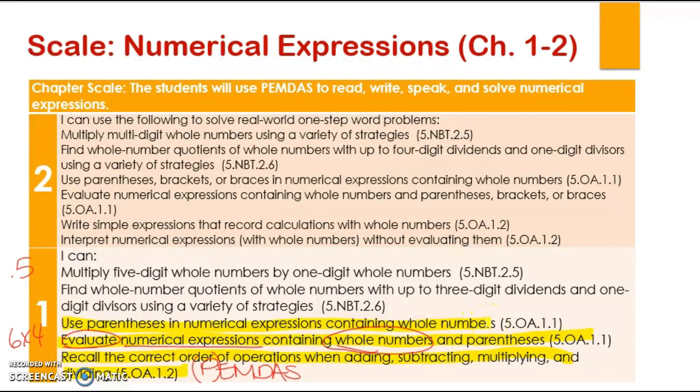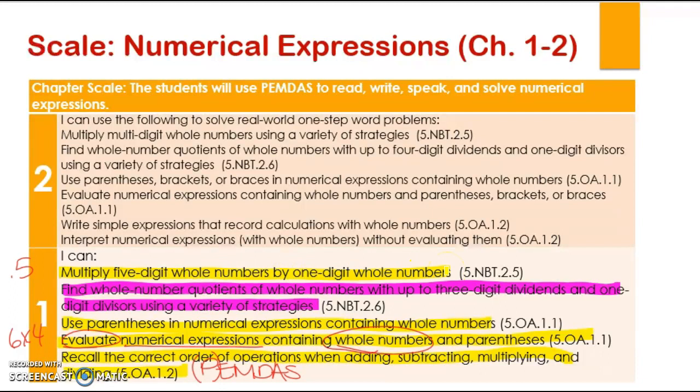We've done that too. Find whole number quotients of whole numbers with up to 3-digit dividends and 1-digit divisors using a variety of strategies. Uh-oh, that is not something that we've learned already. So guess what? I'm going to highlight this in pink because this is the part of our learning goal that we'll be doing in Chapter 2. Then we see multiply 5-digit whole numbers by 1-digit whole numbers. We've done that as well.